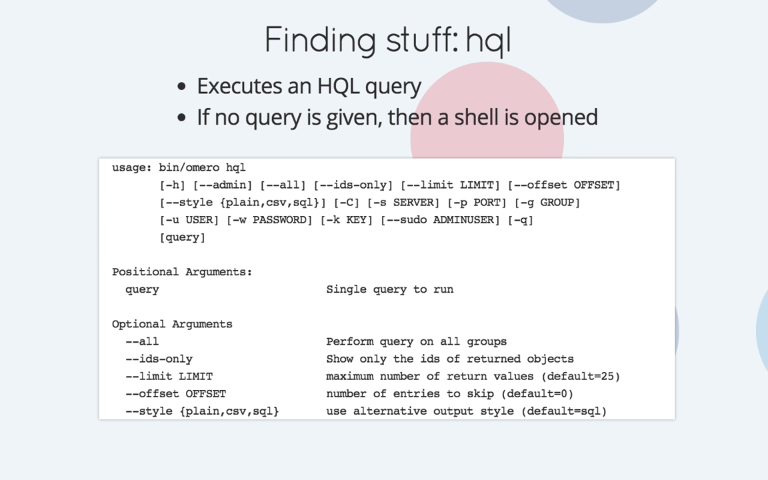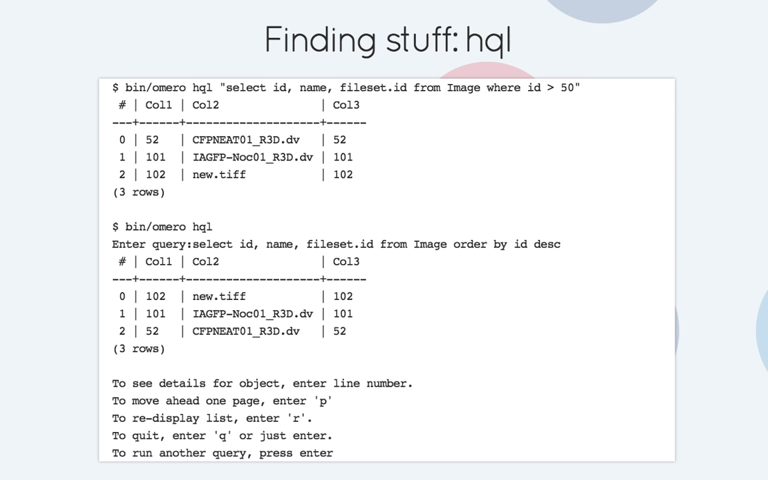Similarly, we've got a whole series of options here. We can limit how many things we want output, or we can get the output in different formats as we did before. We can run the command as an admin or all if we want to query across several groups, which can be useful if you're admin because you may want back more information than an individual user would be allowed. So here are a couple of examples. In the first one we're getting the ID, the name and the file set ID of an image where the IDs are above a certain number, and as you can see we've got 3 returned there, and the file set IDs are on the right because we've selected the ID, name and file set ID.